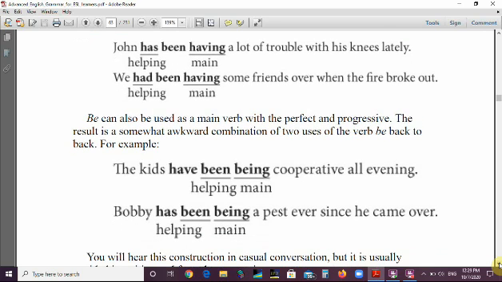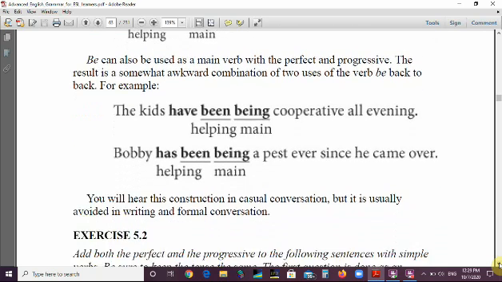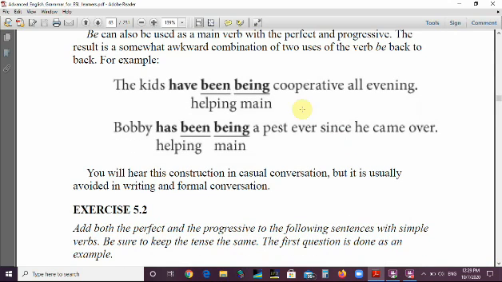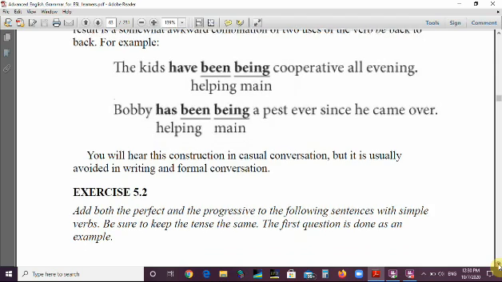Be can also be used as a main verb, like in these sentences. The kids have been being cooperative. Have been is present perfect. Been being is progressive. Been here is a helping verb, and being is the main verb. Bobby has been being a pest ever since he came over. The same idea. But this is not standard English. It's casual conversation, but in standard or formal English, don't use it this way.